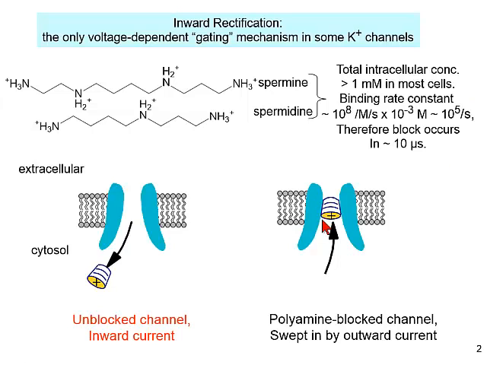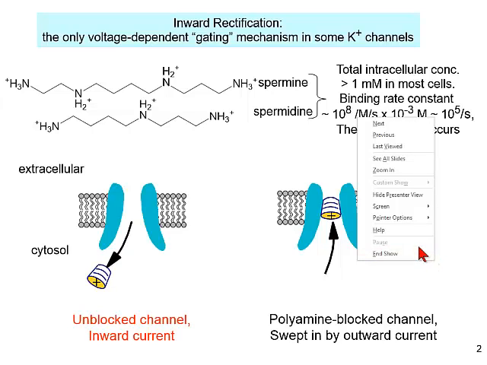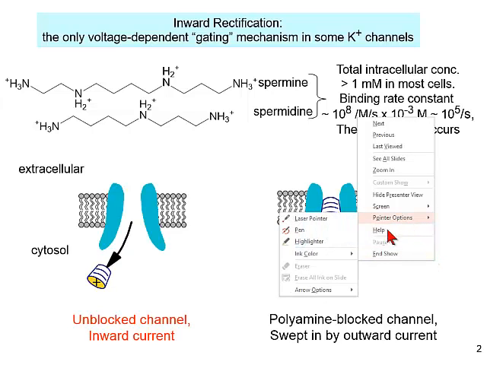So the unblocked potassium channel passes current as usual, but when the cell tries to generate outward current through the potassium channel, the spermine or the spermidine gets plugged in the channel and current does not flow. And so now you see why we call this a rectifier, because it's the kind of rectifier that you in fact learned about in physics practical tract.